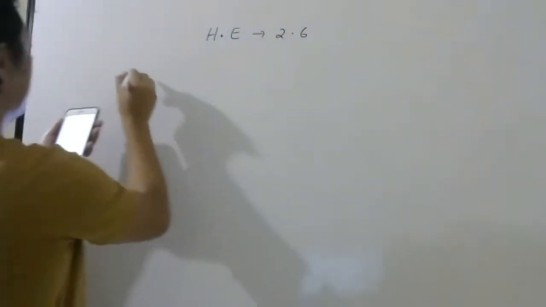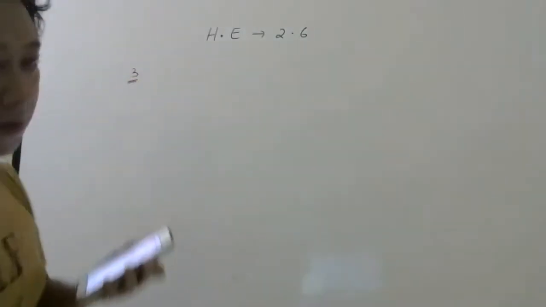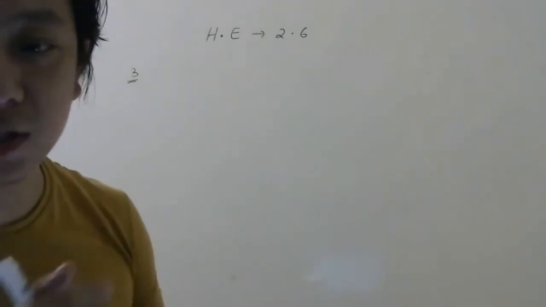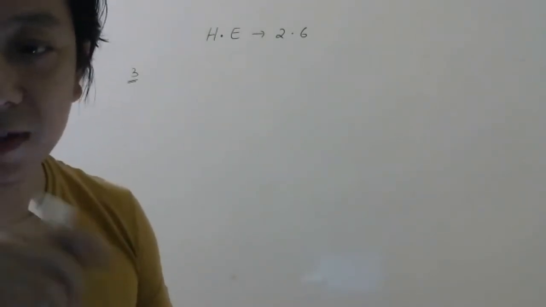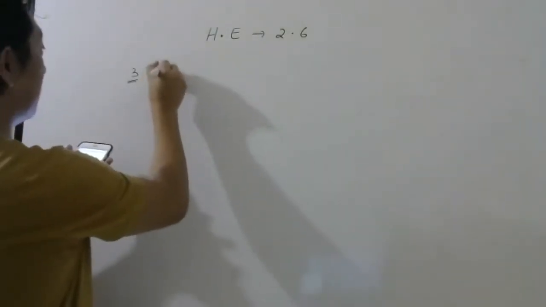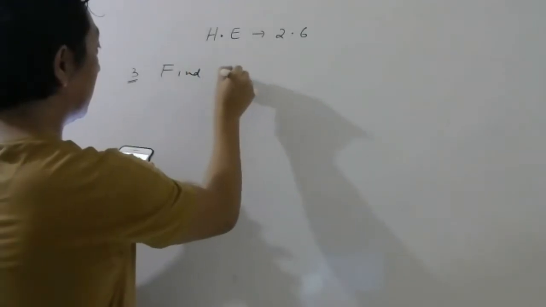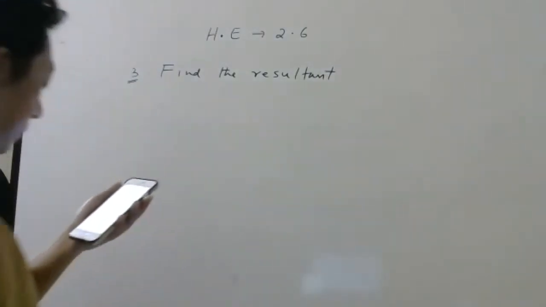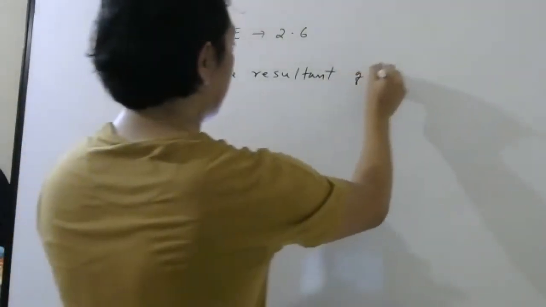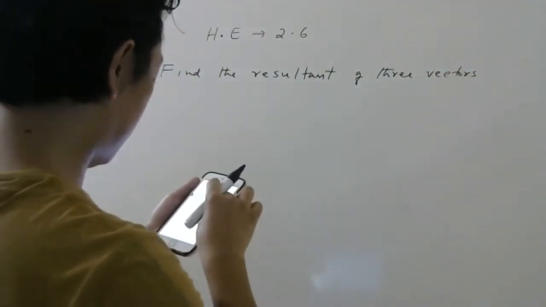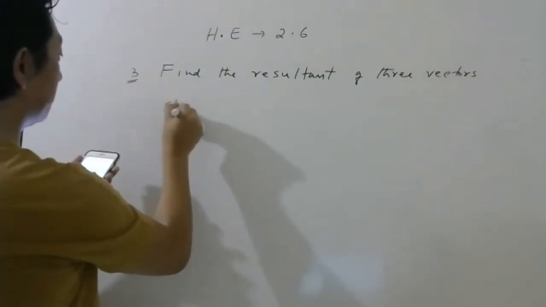2.6 question number 3. Kishan, you just take a picture of your solution, send it to me. I will check where you have made a mistake. Okay. So question number 3 is: find the resultant, that is, the total of 3 vectors shown in the figure.